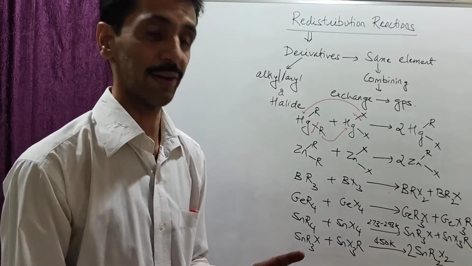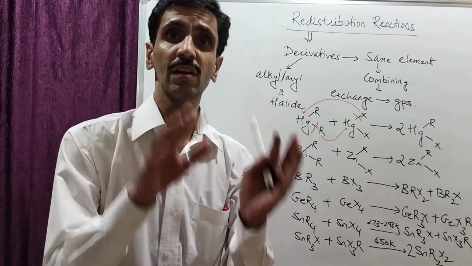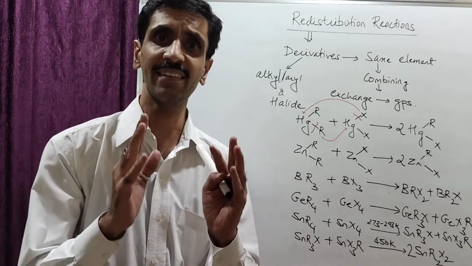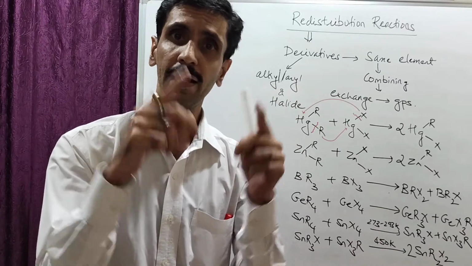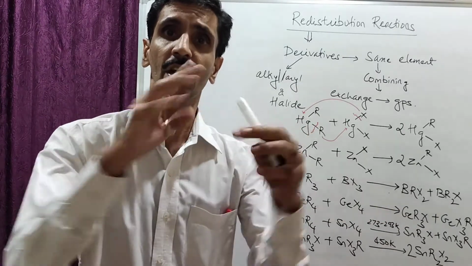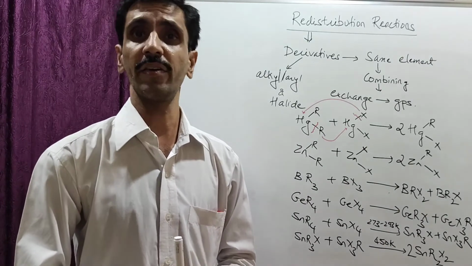Alright, so this is, my dear friends, some of the examples of redistribution reaction. Make it much more simple, and that is I am going to consider two derivatives of the same element and the groups are going to exchange. The two products that I get, that is a part of the redistribution reaction.